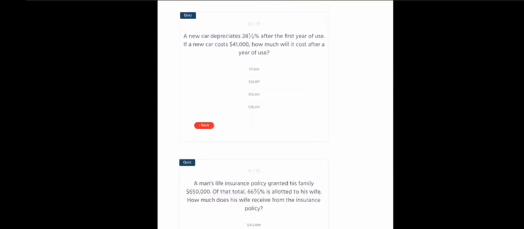It says, a new car depreciates 28 1/3% after the first year of use. If a new car costs $41,000, how much will it cost after a year of use? So we have to find the 28 1/3% of $41,000 and subtract it from $41,000 because it says it depreciates, which means it loses value.